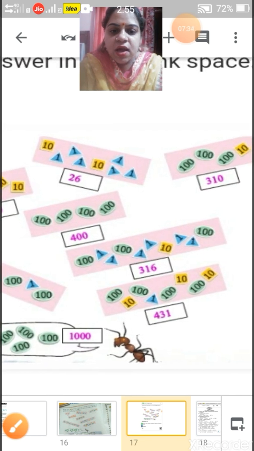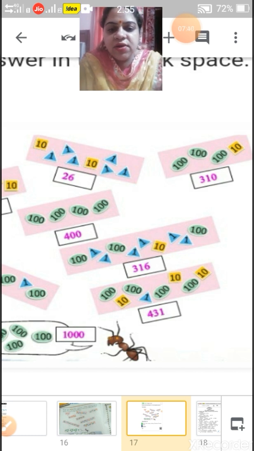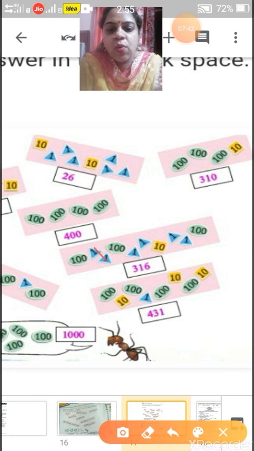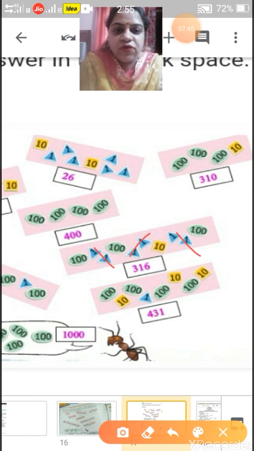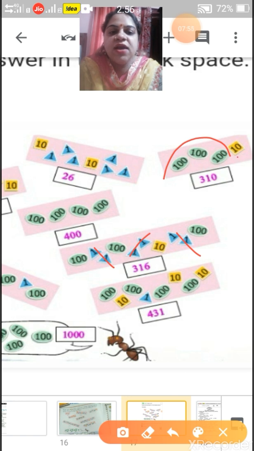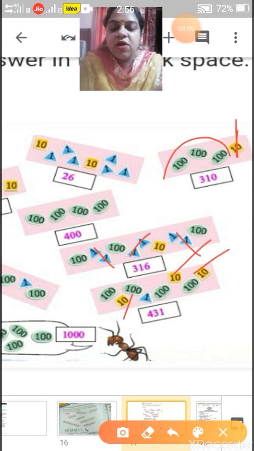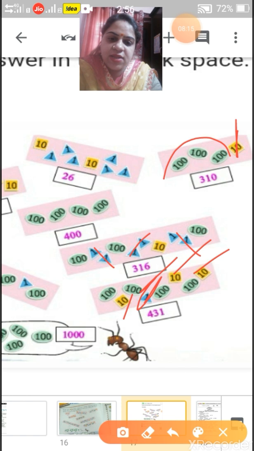Now next, 100 and 100. So 310 and how many are these? 1, 2, 3, 4, 5, 6. So it's 316. Now next 1, 2, 3. It's 310. Now next 1, 2, 3, 4. So 400 plus 10, we are having how many? 3. 1, 2, 3. 430 and 1 we are having 1. Only 1. So 431.